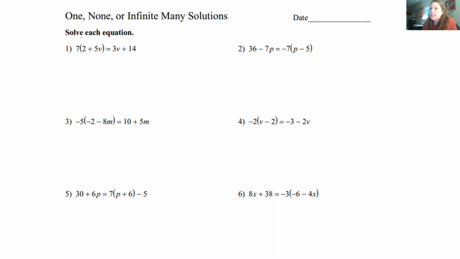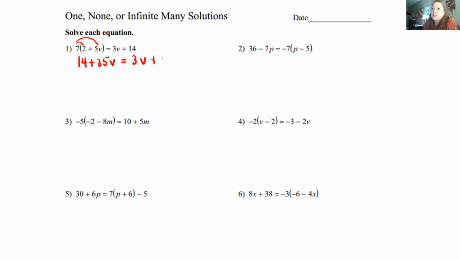All right, so the first thing that we're going to do on number one is distribute that 7 to everything in the parentheses. So 7 times 2 is 14, and 7 times 5v is 35v. And then we're going to bring down what's on the right side of the equal sign.